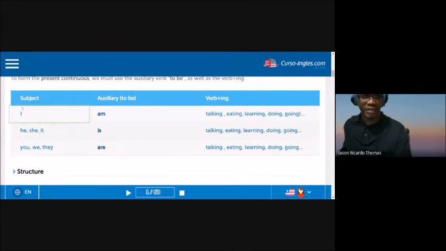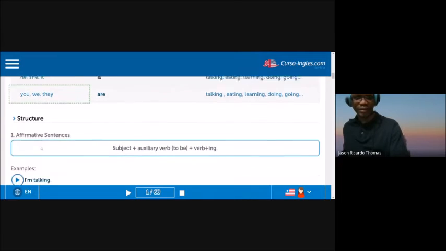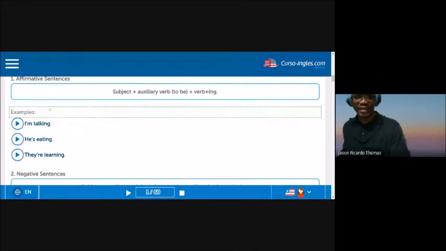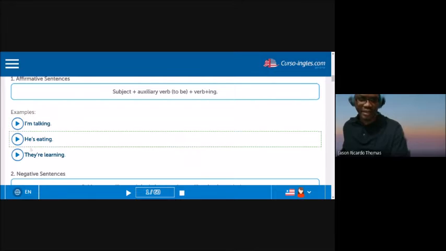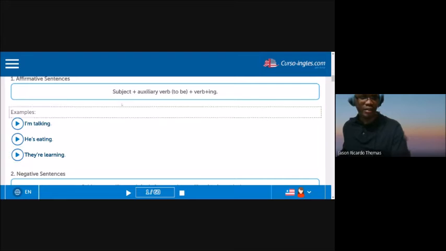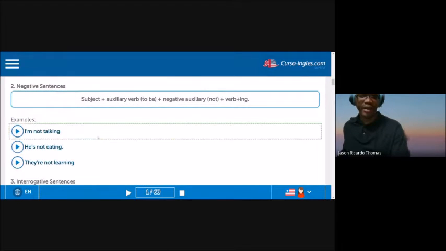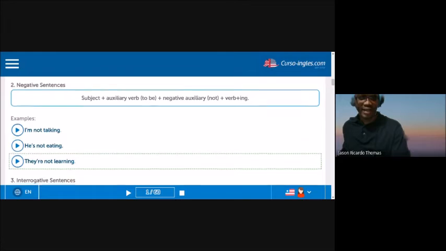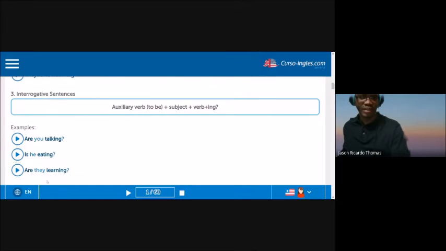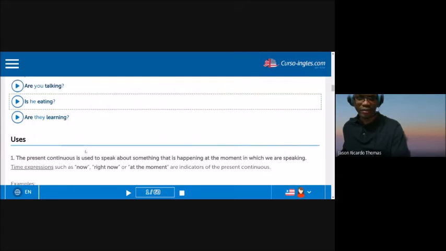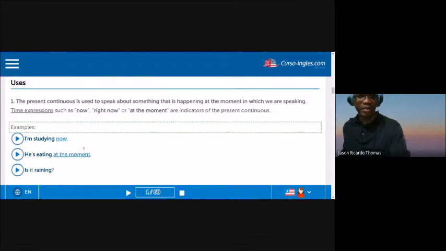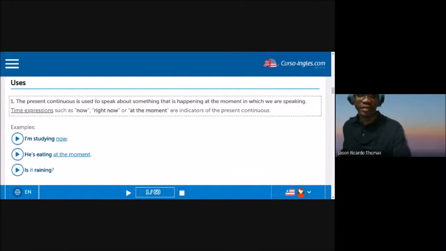All right. So we'll be using those I's, he's, and she's plus our verb to be and then our ing. All right. Now that's the long version. Of course, you can contract your verb to be plus your subjects. You can also use it in negative form, and you can do it in interrogative form. All right. But let's practice when we use the different forms.